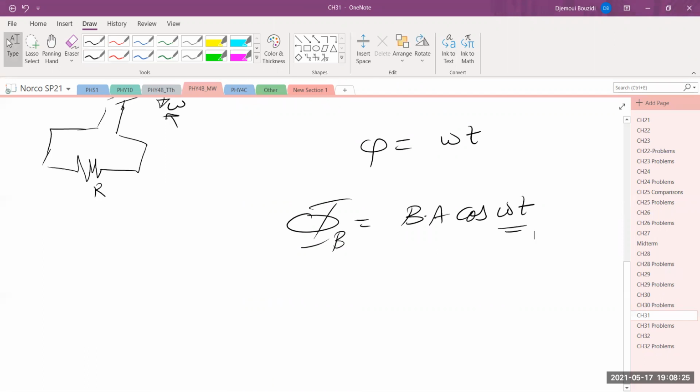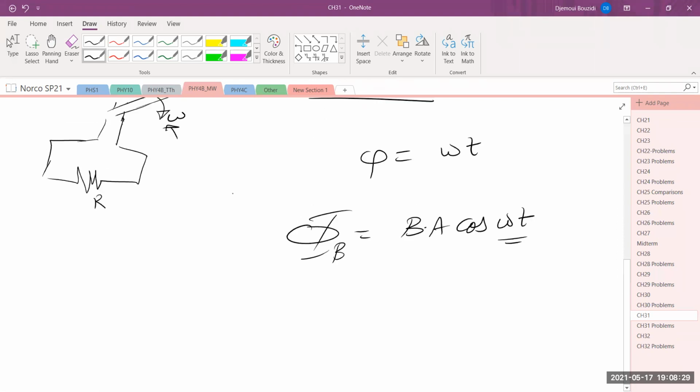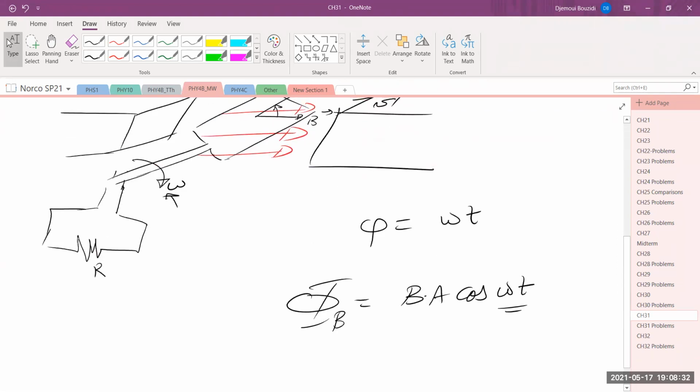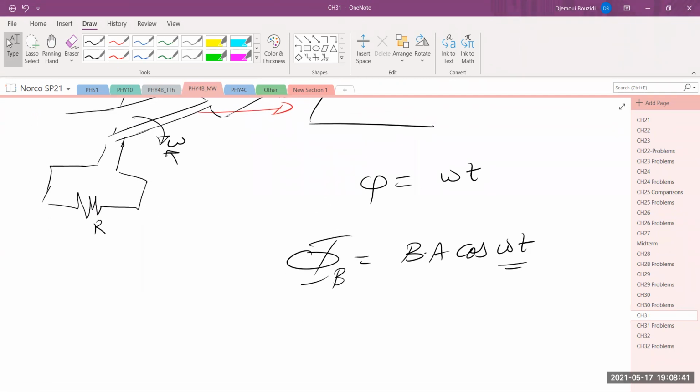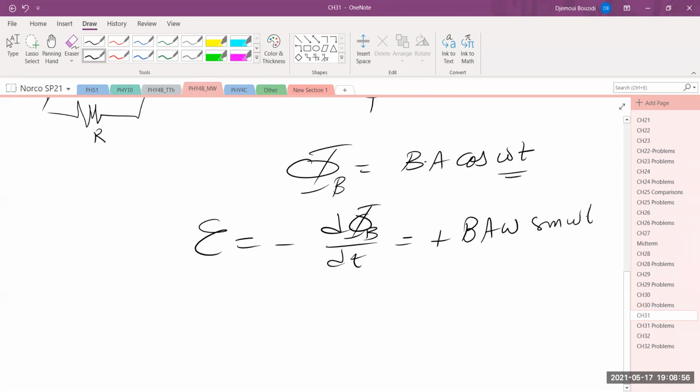So now, if I want to find the EMF produced by this battery in this circuit, because there will be a current now flowing through the loop, because I closed it with the resistance. If I don't close it, then there will be an EMF, and the EMF is given by Faraday's law. So the EMF in this case is given by minus the derivative of phi B with respect to time, and the derivative of a cosine gives a negative sign. And that takes care of all the signs and everything. So this is basically what you end up with.